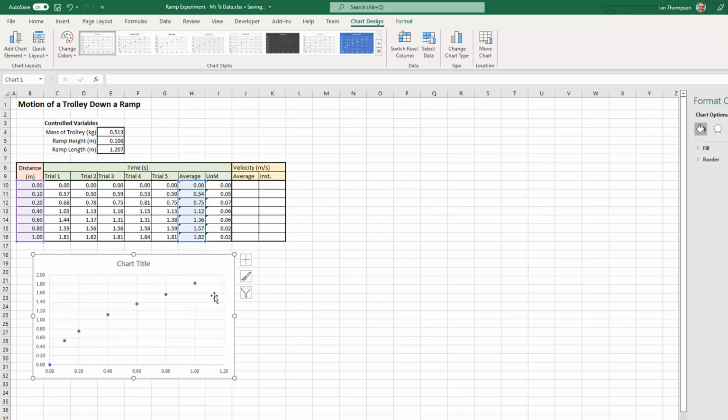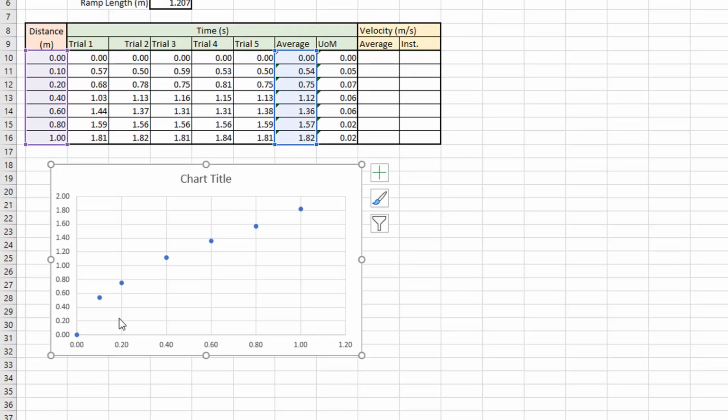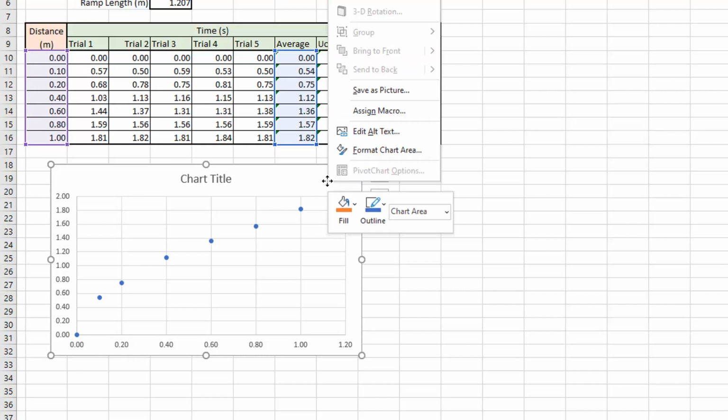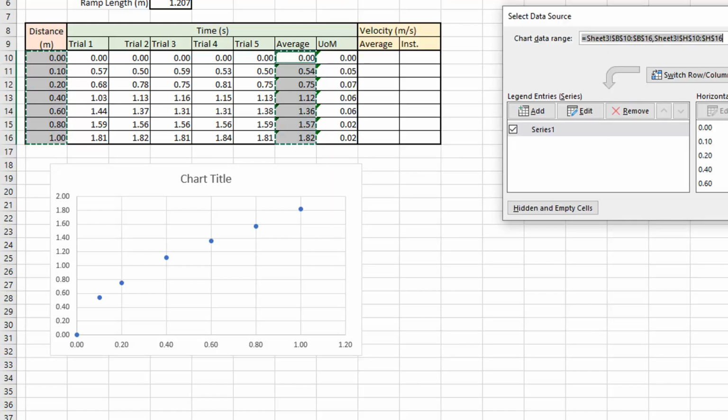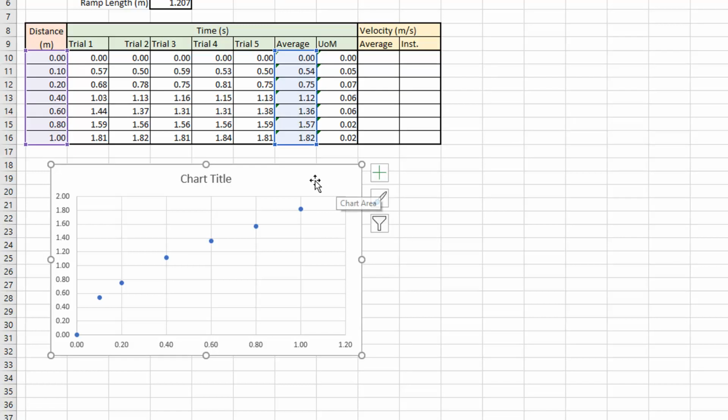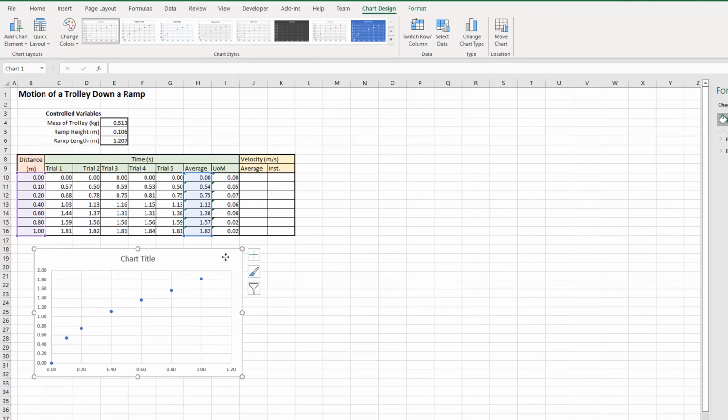Okay, now straight away I can see this is not really what I wanted, because it's put the times on the y-axis, on the vertical axis, and it's put the distance on the horizontal axis. So I need to change those. So here's what I'm going to do. I'm going to right click, and I'm going to select data. Actually, let me just show you that again. When I right clicked, I didn't right click on the dots. I didn't right click on the title. I right clicked right up here in a blank area. Yep. So right click and then select data.